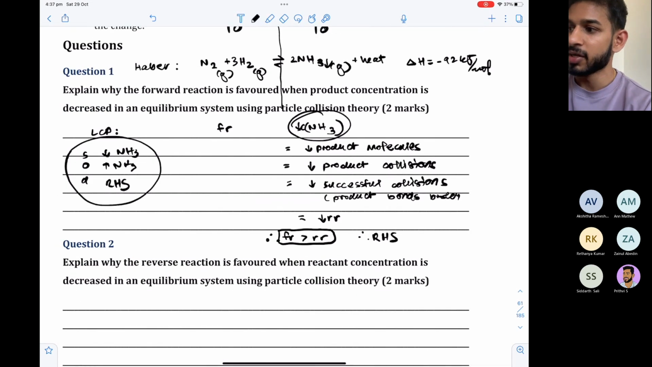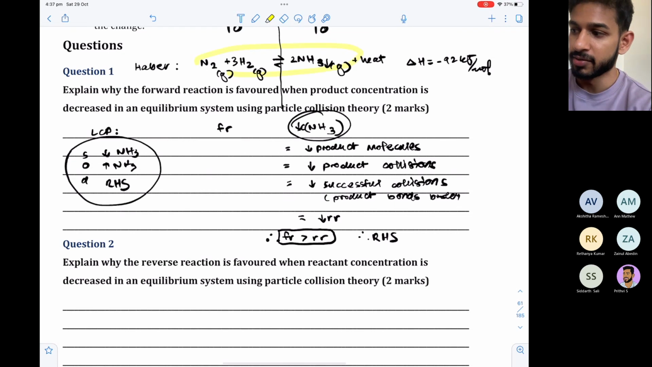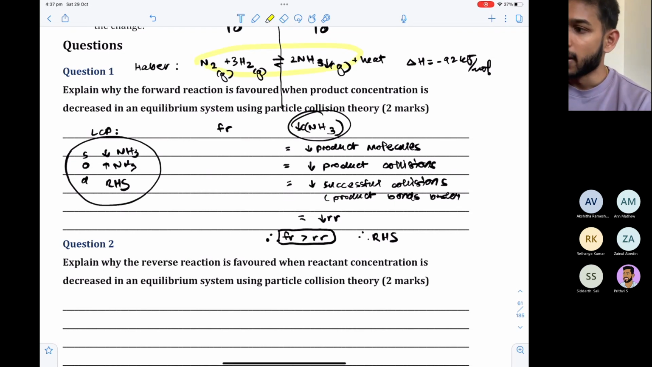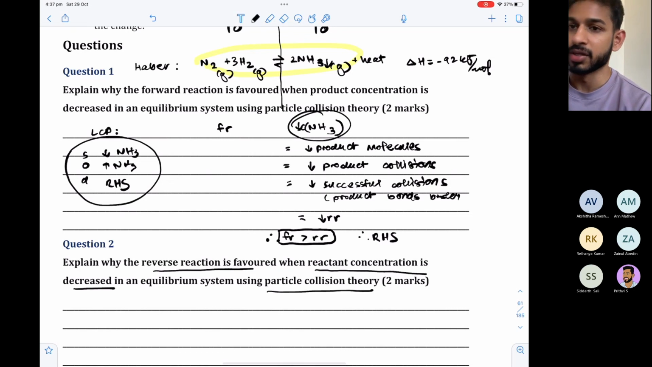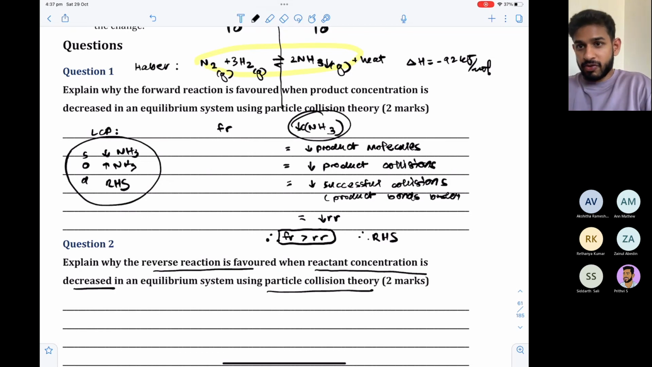So for the same equation, let's talk about the Haber process again. I want you all to explain why the reverse reaction would be favored when the reactant concentration is decreased, using particle collision theory. I want an exam answer, like the one we have up. When you've got your exam answer, hit the raise hand icon, and I'll ask one of you at random to explain that to me, okay?